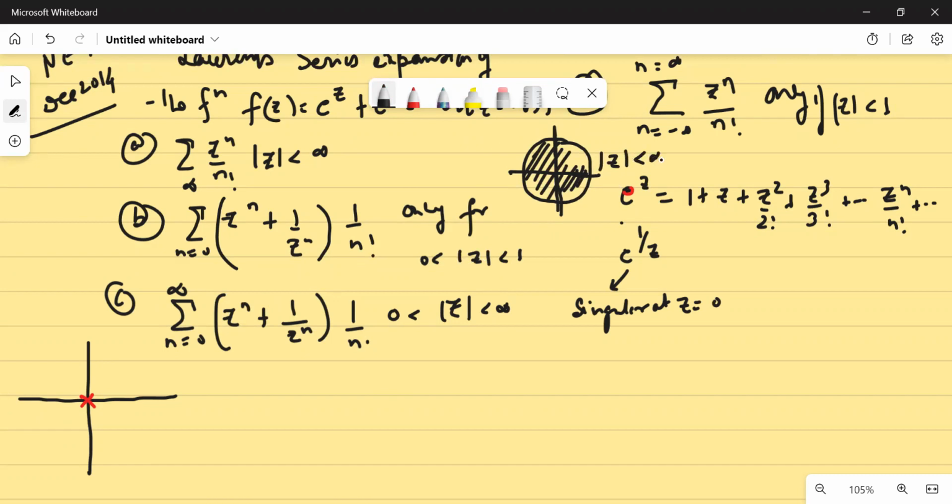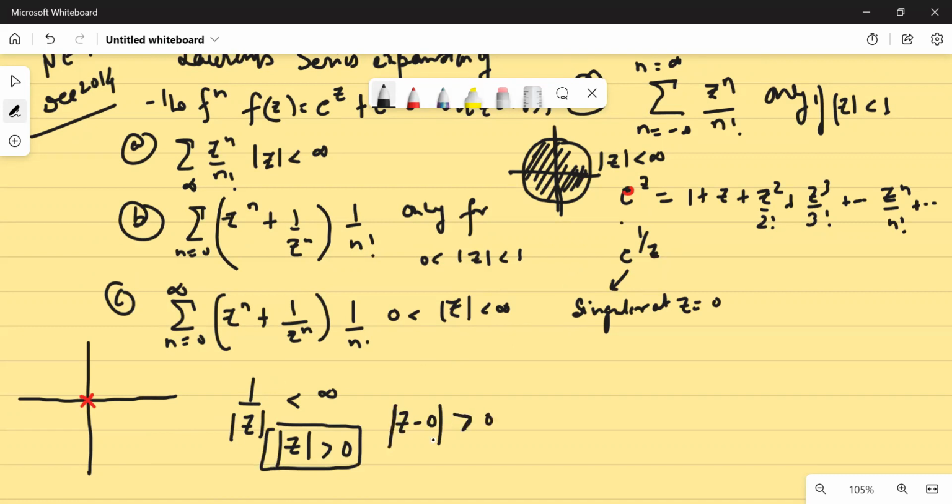But what does e power 1 upon z say? It says that I am completely analytic in this zone, that is, taking mod w instead of 1 upon z, for all mod z greater than 0. What does it imply? It implies that the distance from 0 should be greater than 0, that is, there should be some distance from 0. Exactly at 0 it will not be defined, because exactly at 0 there is an essential singularity. Beyond that, it is fine.